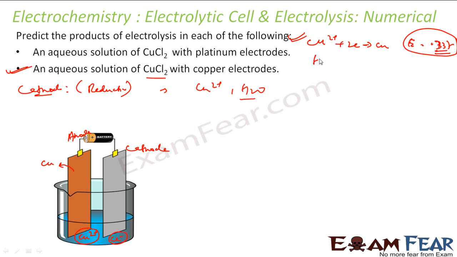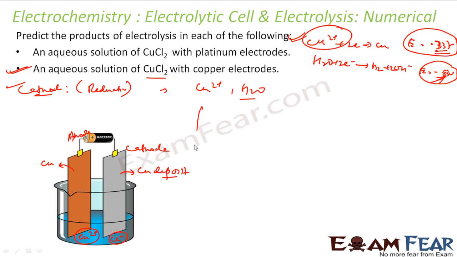If you talk about reduction of water, it will take 2 electrons, it will become hydrogen gas and OH-. E is minus 0.83 volt. That means in this case, energy is required. Energy is required to reduce water. So the first reaction will take precedence. Why? Because it is a spontaneous reaction. You don't even need energy. In the second reaction, energy is required to reduce water. So here copper deposit will happen. Fair enough, done. Now let's talk about anode.